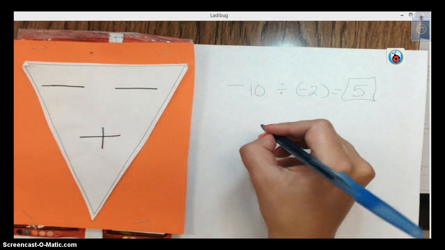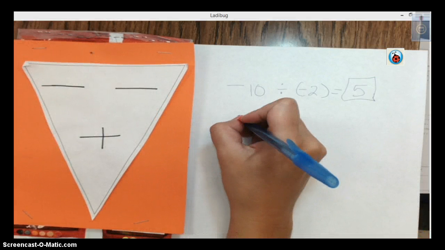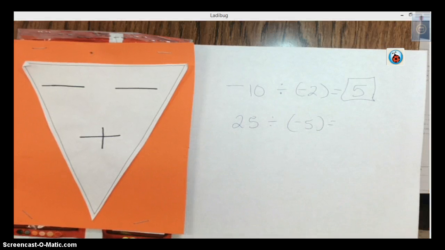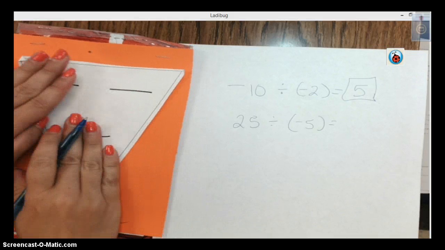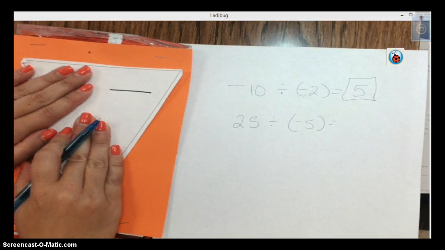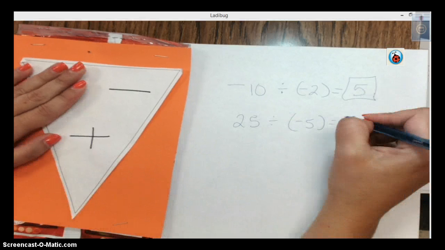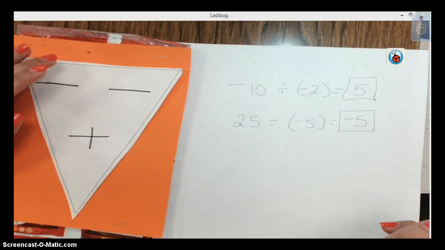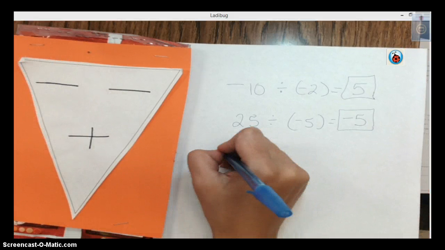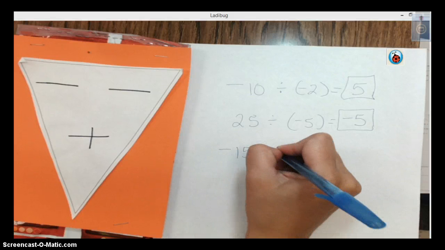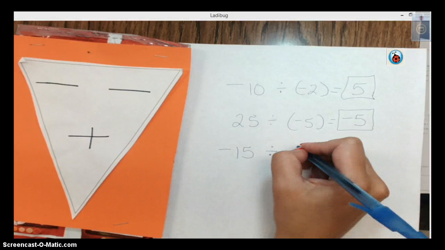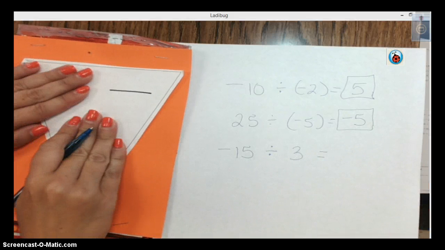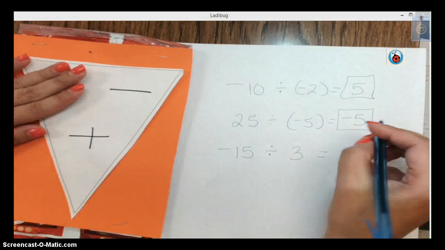If we have 25 divided by negative 5, we can cover our positive, and then cover our negative, and what are we left with? Negative. That means our answer will be negative 5. If we have negative 15 divided by positive 3, again we can cover our negative and our positive, and that means we're left with negative 5.